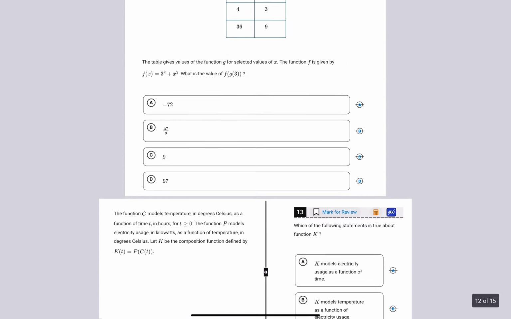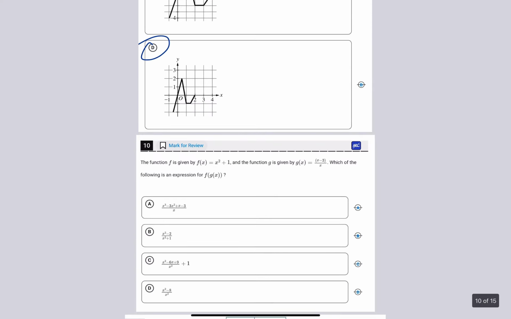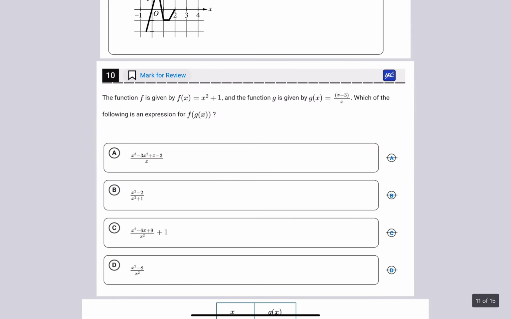Okay, we're almost there. We still have logarithmic, and that's pretty much it. I believe everything is pretty straightforward. Nothing is complicated.